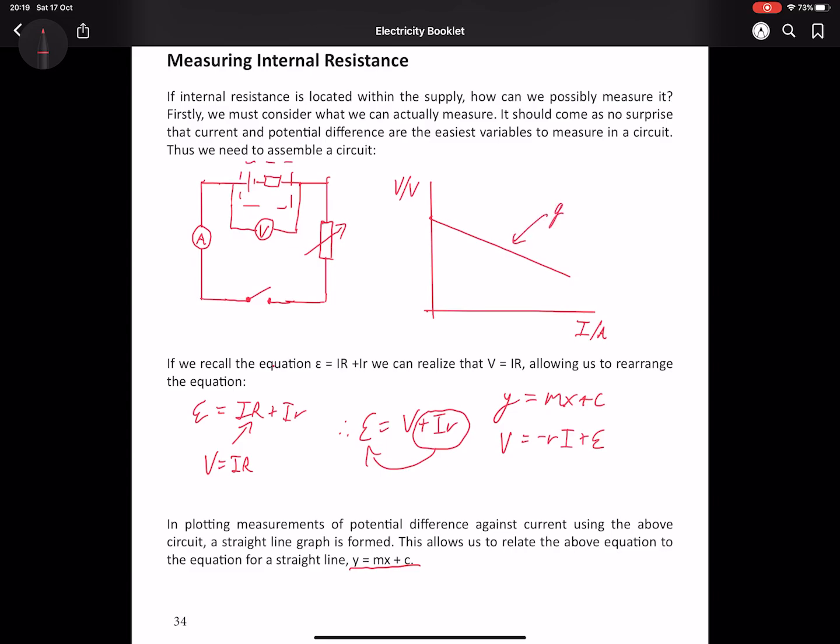So graphically, you may be expected to measure the gradient in order to find the internal resistance. Remember, it's negative here because it's a negative gradient, hence the minus cancelling out from the y equals mx plus c equation. The intercept itself is the EMF then as well. Nice and simple to measure.